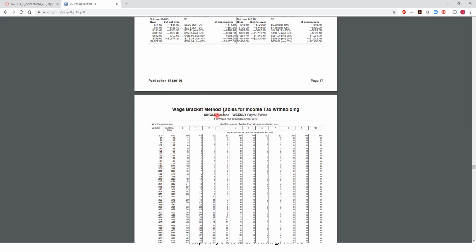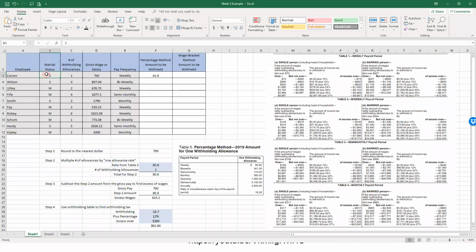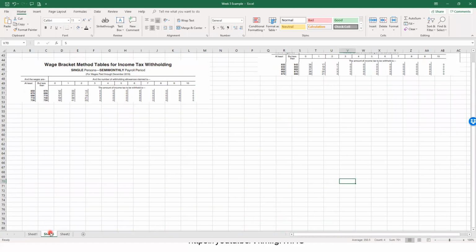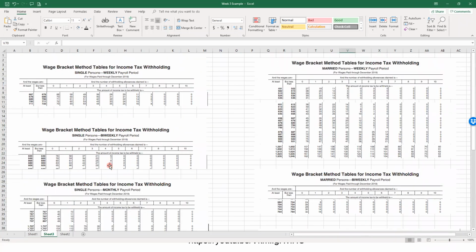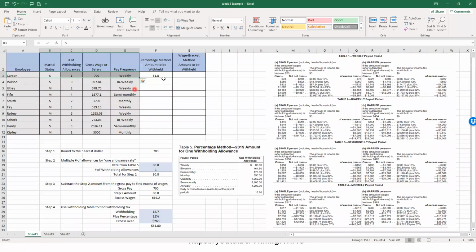Okay, so when we're using the wage brackets, we're going to look for a single person that's paid weekly. I just made a copy of some of those items right here so we don't have to keep flipping back and forth. You can see here, this is the wage bracket for a single person that's paid weekly. When you're doing the wage brackets, you're looking for the gross salary amount. You don't have to do all the calculations down here. You're just going to take the single one allowance, $700 and paid weekly. That's going to help you with your wage bracket.